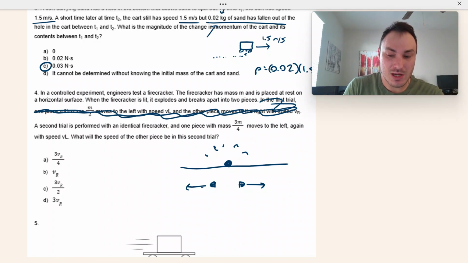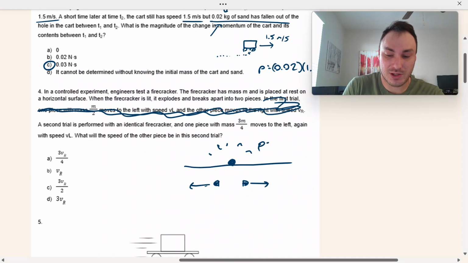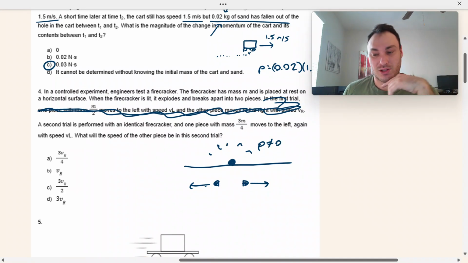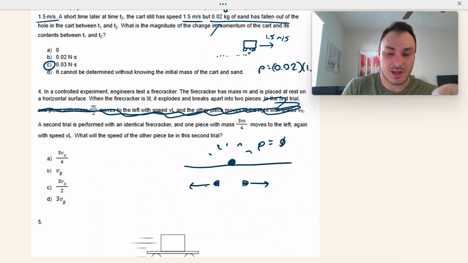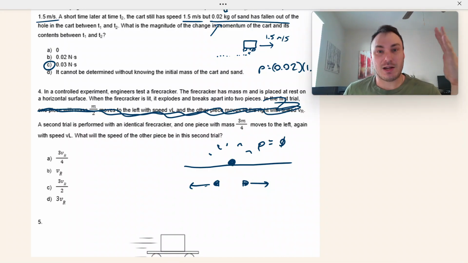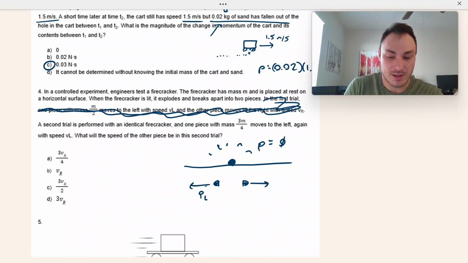So let's start with the initial momentum. The initial momentum is 0. Initial momentum equals 0, which means the final momentum also has to add up to be 0. So the momentum this way, let's call that momentum to the left, has to equal the momentum to the right.